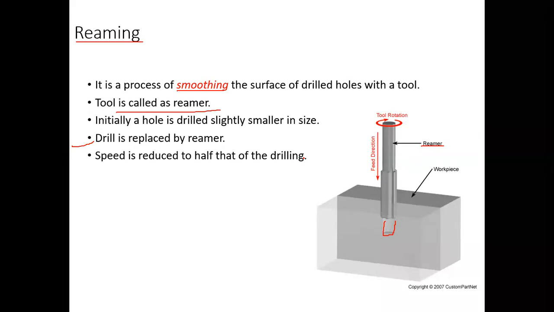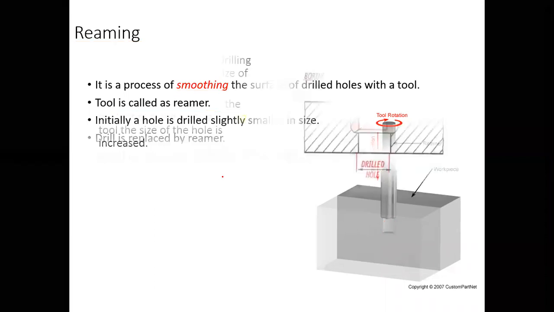But when coming to reaming, we remove only a small amount of material, and you also need a smooth surface. That's why this process is performed at lower speed, not very high speed. Normally we perform the reaming operation at half of the drilling speed.